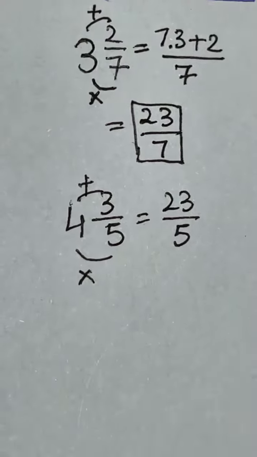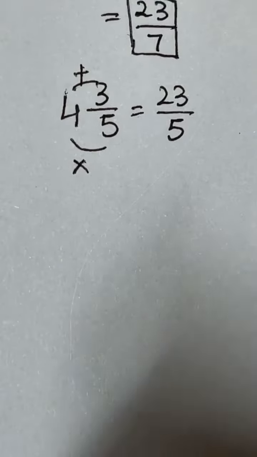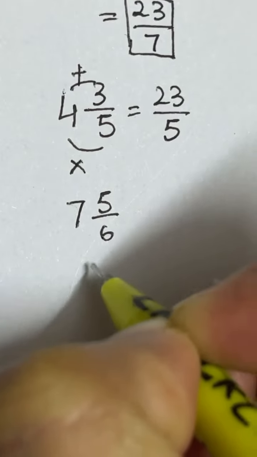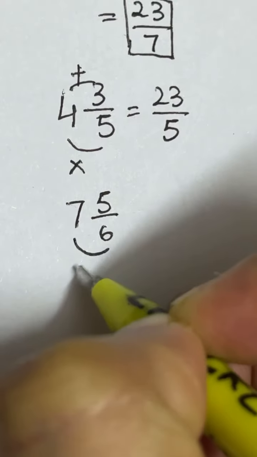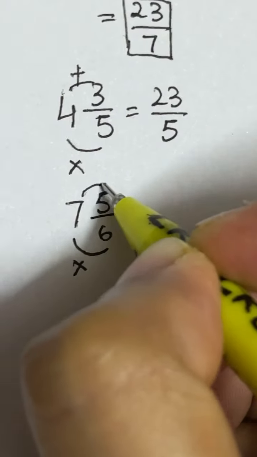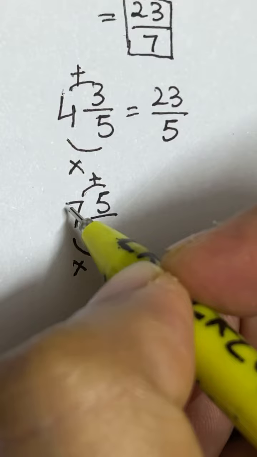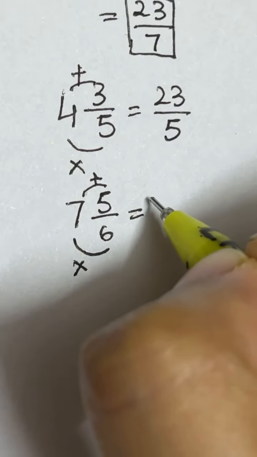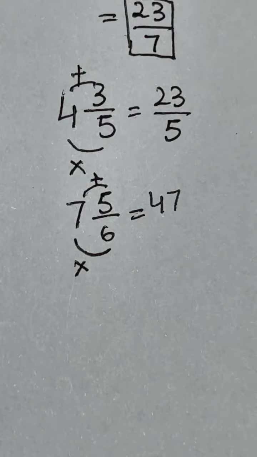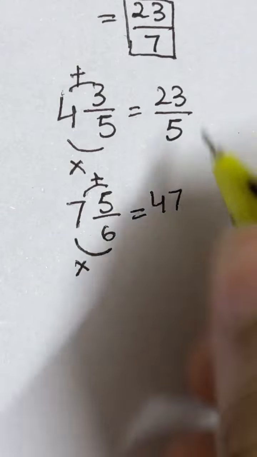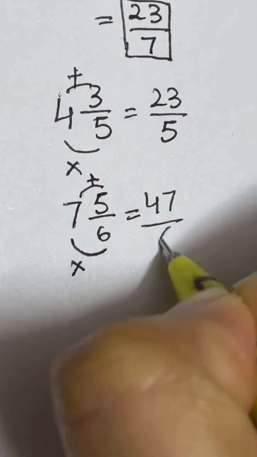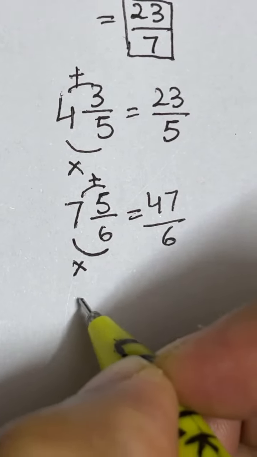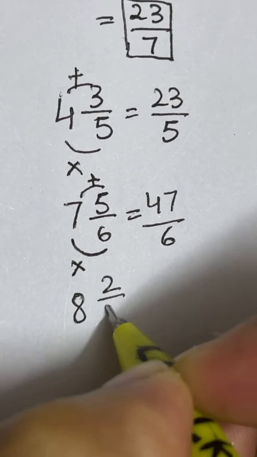Okay, let's see another example. If you have, suppose, 7 5/6, you just do it in a cyclic way. Multiply this part and add this part. 6 times 7 is 42. 42 plus 5 is 47. So 47, and the denominator remains the same, that's 6. 47 over 6. Done.